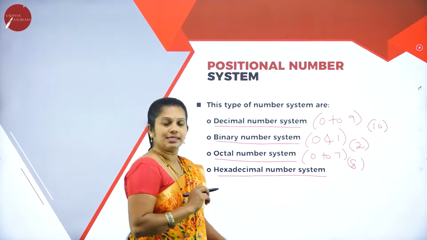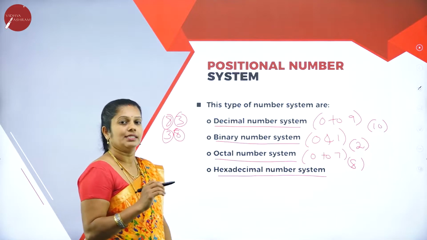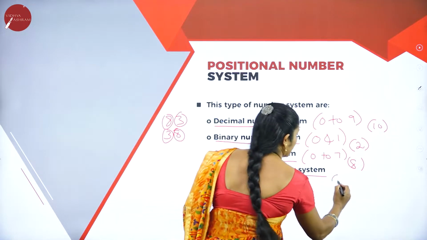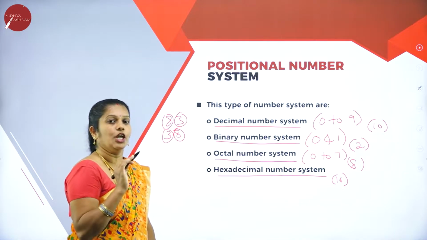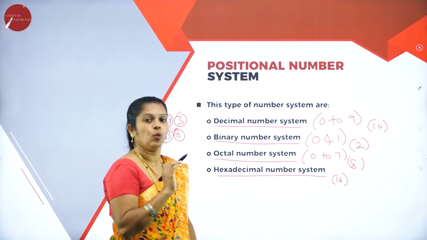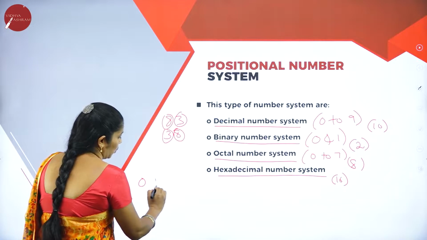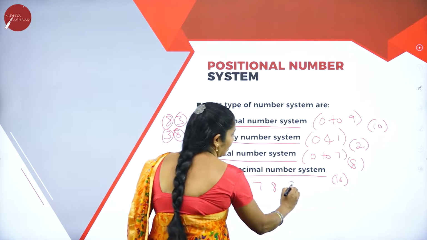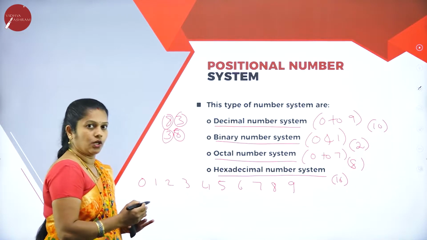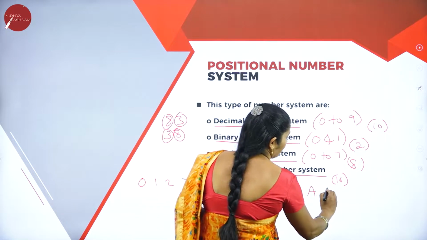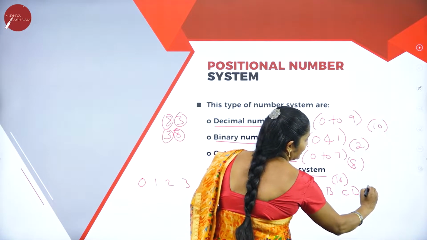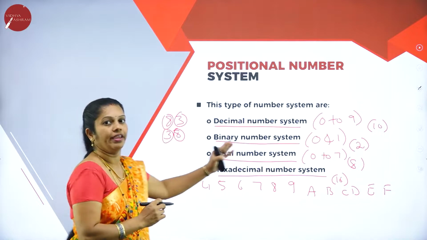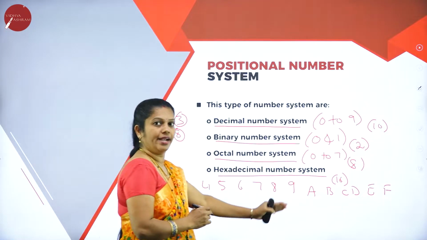And the next one is the hexadecimal number system. In the hexadecimal number system, the radix represents 16. In the base, we write 16. It means it contains 16 digits in total. Which digits? It starts from 0, 1, 2, 3, 4, 5, 6, 7, 8, 9. Afterwards, in place of 10, we represent A, B, C, D, E, F. It contains 16 digits from 0 to F, that is 0 to 9 and A to F.